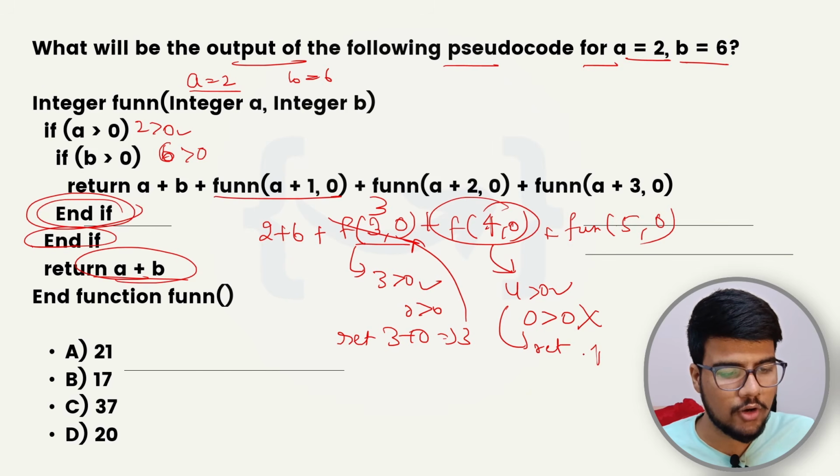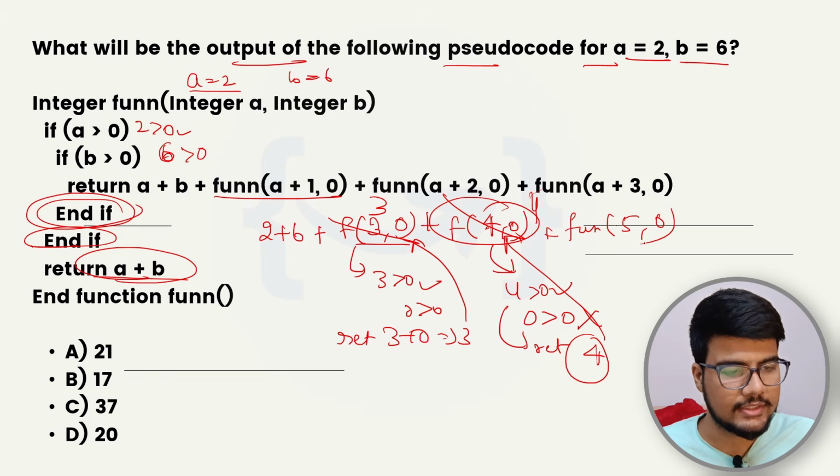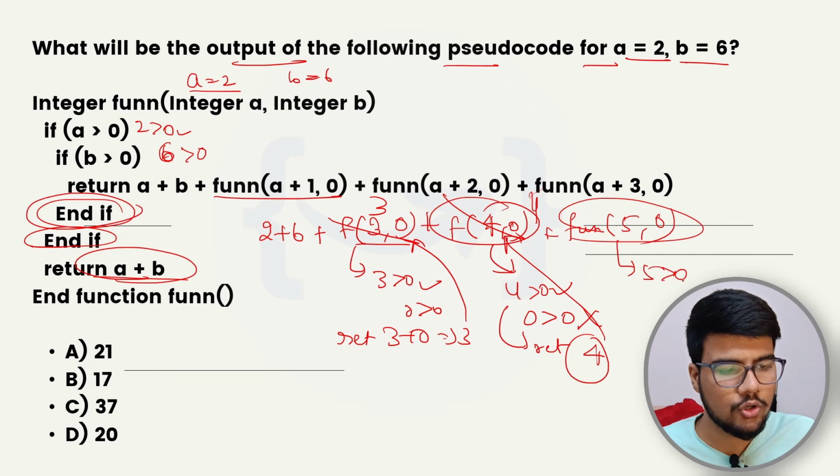It becomes 4 now, and 4 will come back to this function, and bingo, you get another point. Yes. Now this function call remaining. So yeah, we'll do it. 5 is greater than 0. Yes, guys. 0 is greater than 0. No, guys. So please return 5 plus 0, 5 to this function call, and you will get 5.